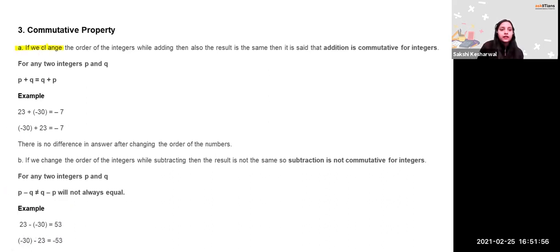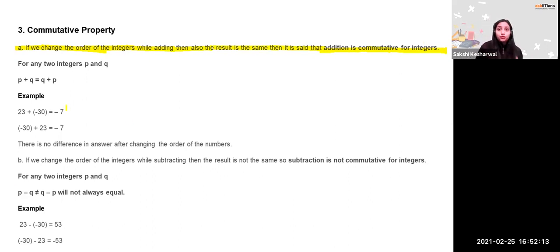So if you change the order of the integers, like if you write a plus b while adding, and the result is the same, then it is said to be what? Addition is commutative with integers. If I say 2 plus 3 is equal to what? 3 plus 2, right? It doesn't matter.